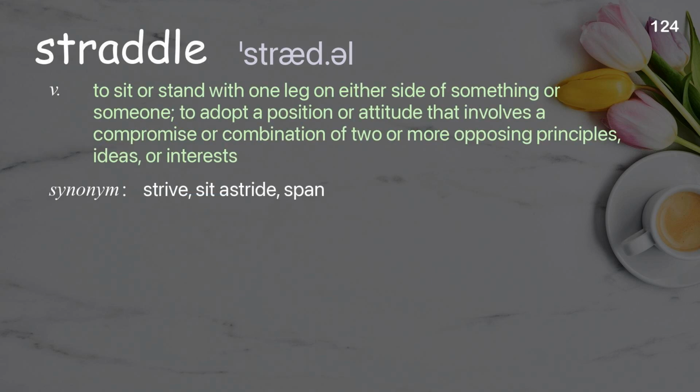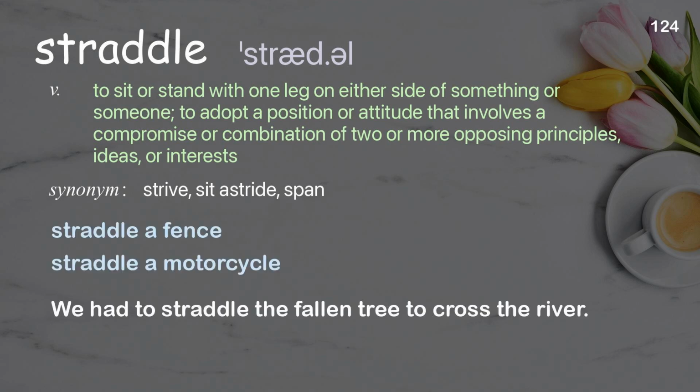Straddle. To sit or stand with one leg on either side of something or someone. To adopt a position or attitude that involves a compromise or combination of two or more opposing principles, ideas, or interests. Examples: Straddle a fence. Straddle a motorcycle. We had to straddle the fallen tree to cross the river.